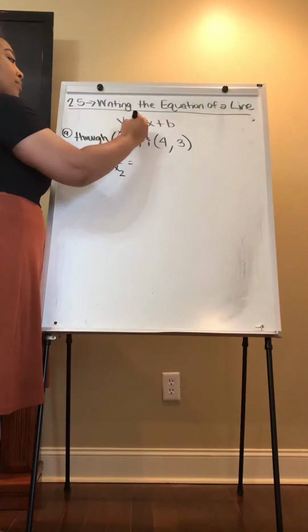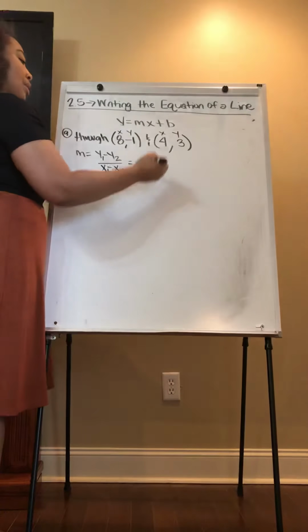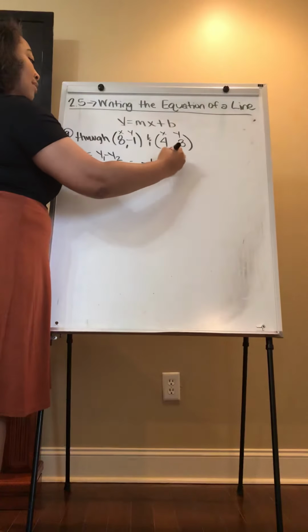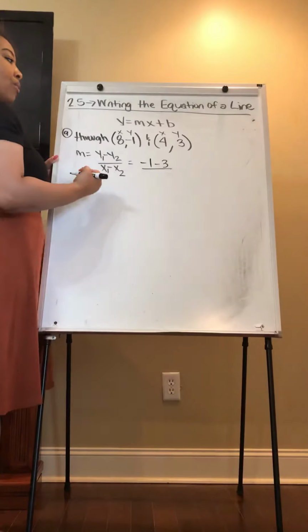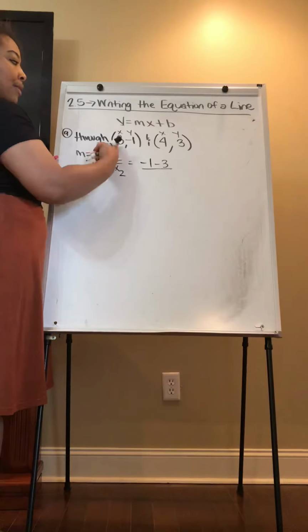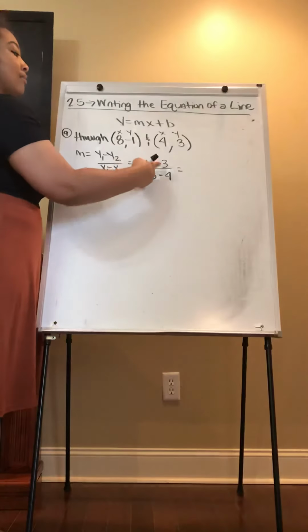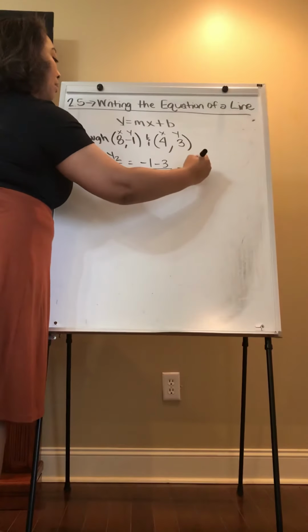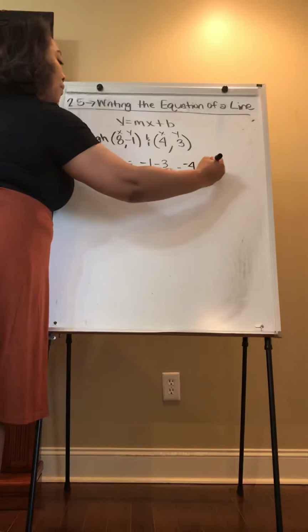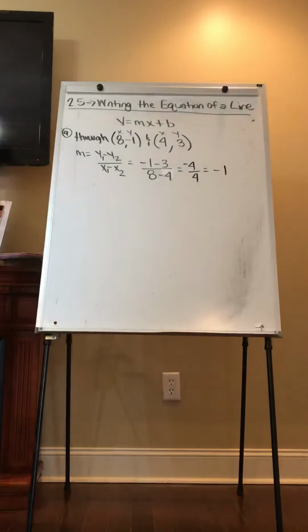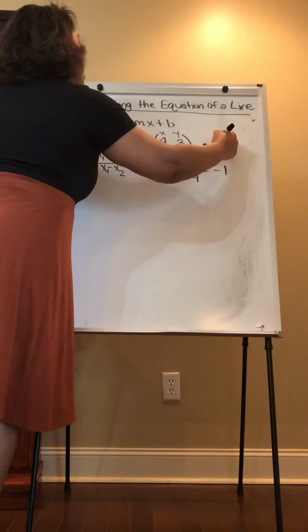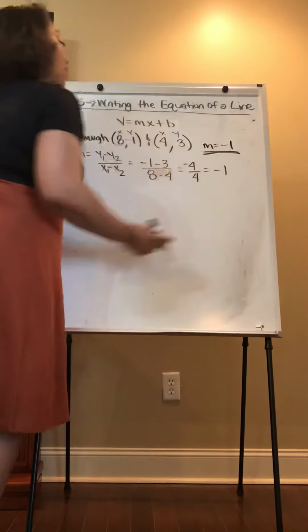So this being xy, xy. So on top, you're going to say -1 minus 3. Those are your y numbers. On the bottom, your x numbers would be 8 minus 4. So -1 minus 3 is a -4 over +4, which will reduce to a -1. So the m for these 2 points, my slope is -1.